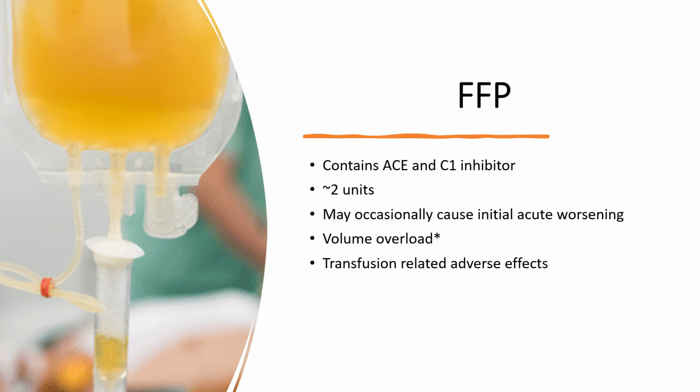Fresh frozen plasma, or FFP, contains angiotensin converting enzyme and C1 inhibitor. The typical adult dose is 2 units. Interestingly enough, it can occasionally lead to initial worsening after administration, so you have to be prepared to manage the airway if it happens. Again, FFP contains volume and is associated with volume overload, especially in people who are predisposed to that, such as patients who have decreased cardiac function or patients who have kidney dysfunction. Obviously, FFP is associated with all the transfusion-related adverse effects, something to keep in mind before giving FFP to the patient.